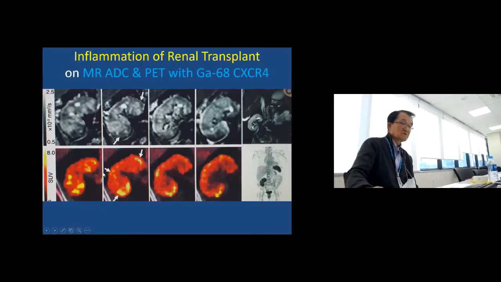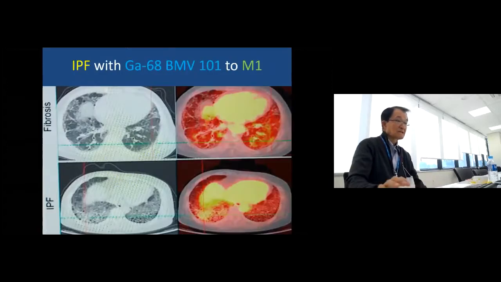So inflammation in transplant kidney is also a major problem. MR shows the ADC map with decreased signals, opposite to diffusion imaging, and that matches the specific inflammatory marker CXCR4. So there's no question this has to be replaced.